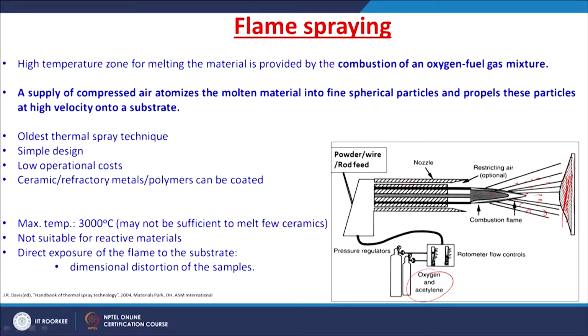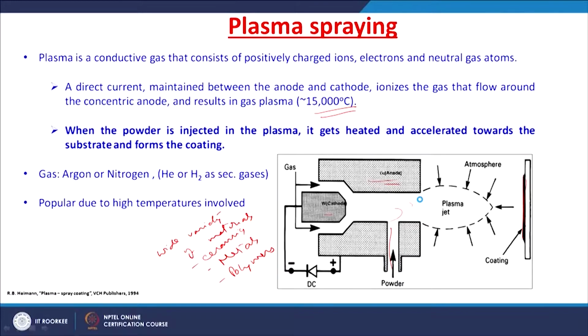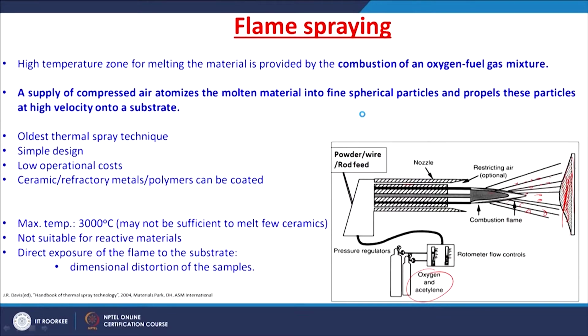But regarding the temperature generated, which is 3000 Celsius, some ceramics may not be melted, right. Particularly the ceramics of high melting temperatures, like borides and carbides, may not be melted. For that, plasma spraying is better, where very high temperatures of around 15,000 Celsius can be generated in the flame. Whereas in this simple design flame spraying, a 3000 Celsius temperature maximum can be generated in the flame. So, a few ceramics may not be melted with this temperature.